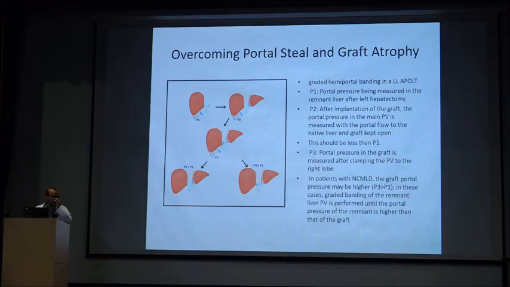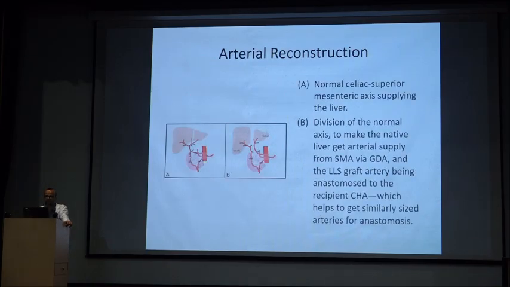Because if the pressure in the remnant liver or the native liver remains on the higher side, there will be portal steal and the graft will become atrophic. The problem is that if the graft becomes atrophic, it doesn't manifest with any derangement of LFT, but the metabolic derangements will not get cured. Similarly, in arterial reconstruction, there is an anatomical disconnection between the right lobe and left lobe, to make it simple, so that again there is no steal phenomenon and the graft is maintained individually.